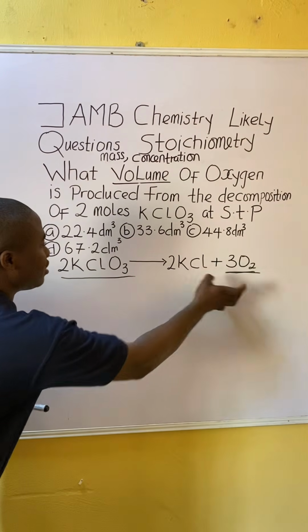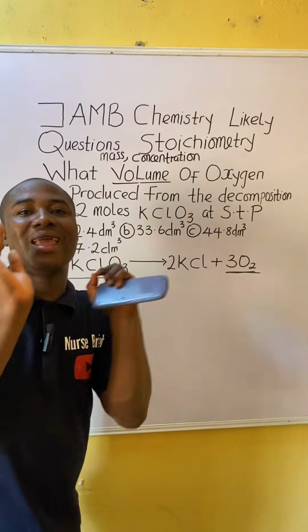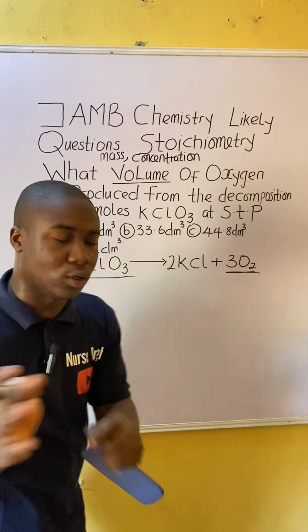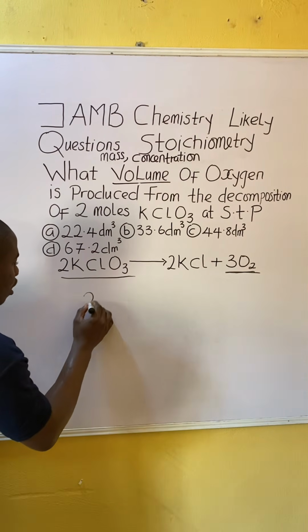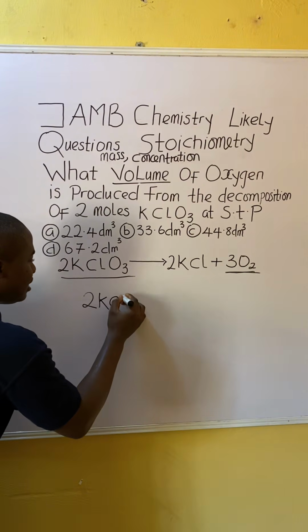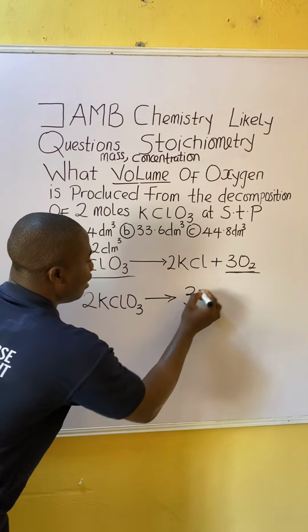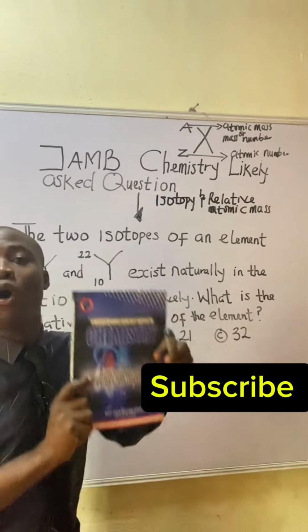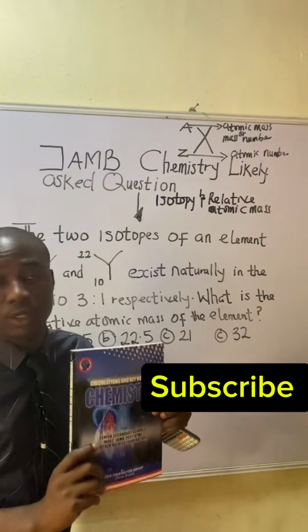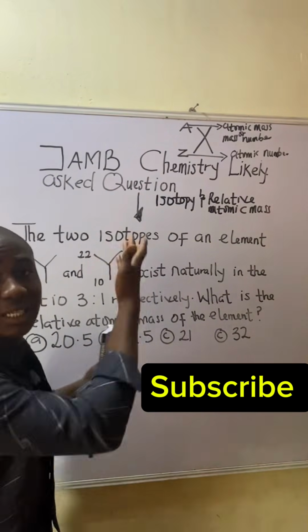So I'm going to rewrite these two guys down the way they are in the reaction given to us. So this is the reaction: 2KClO3. I'm writing it down. So give me 3O2.